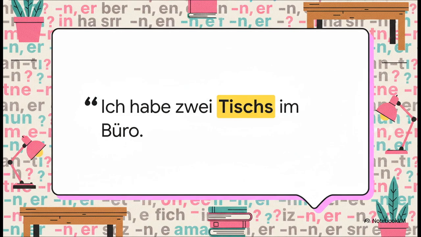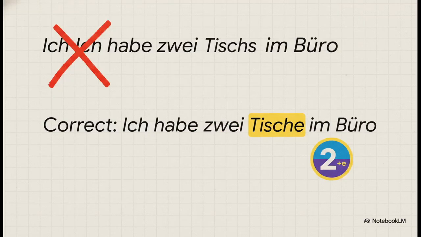Ich habe 2 Tisches im Büro. Something about that plural for Tisch just isn't sitting right. Can you remember which group it belongs to? And there it is. Tisch is one of our group 2 nouns, so it needs that E ending. Ich habe 2 Tische im Büro. See? Once you know the pattern, it just clicks into place.